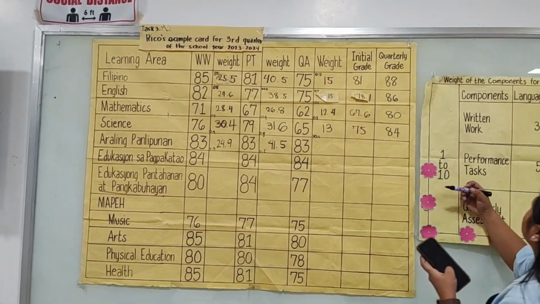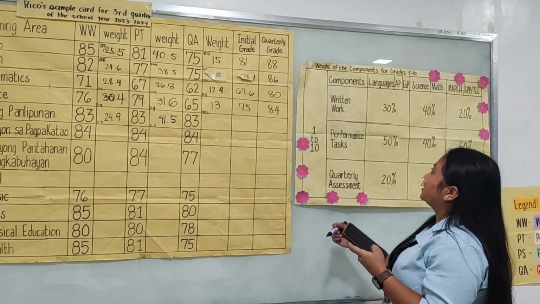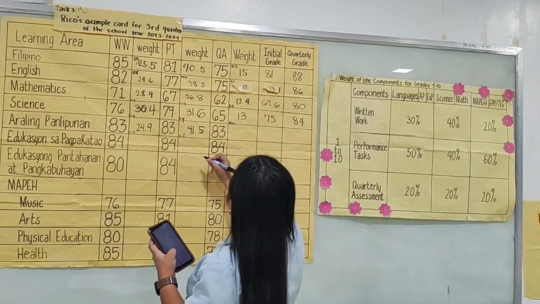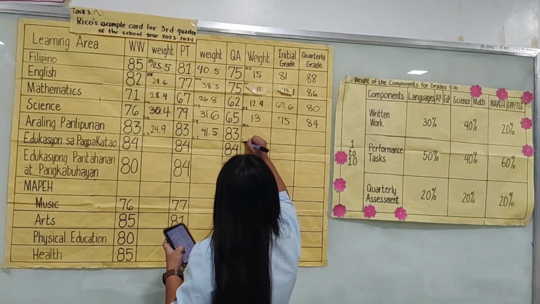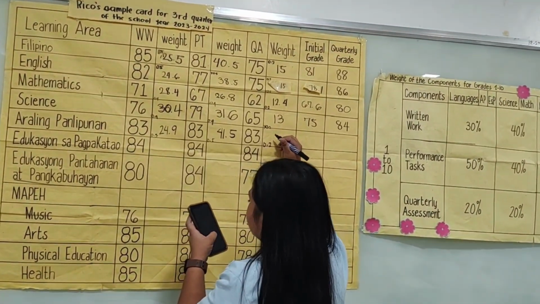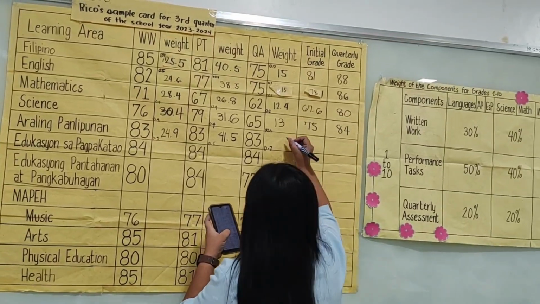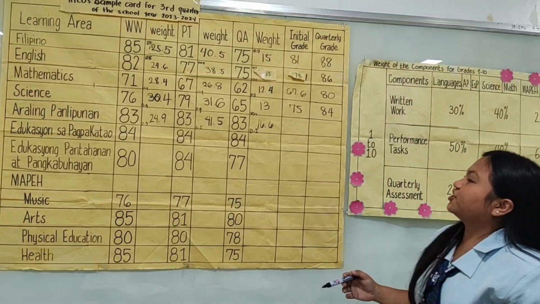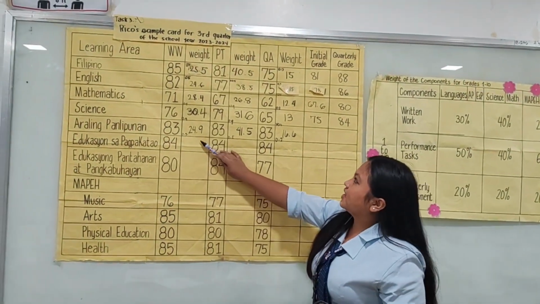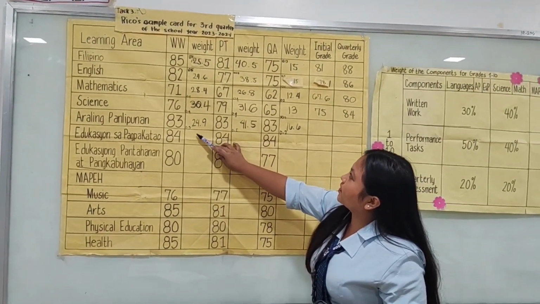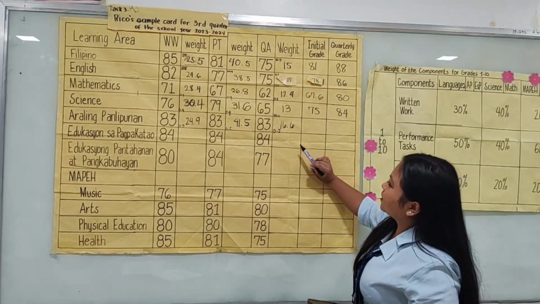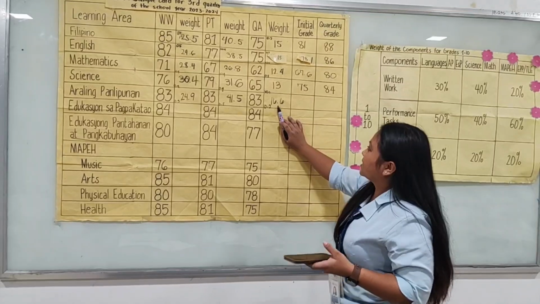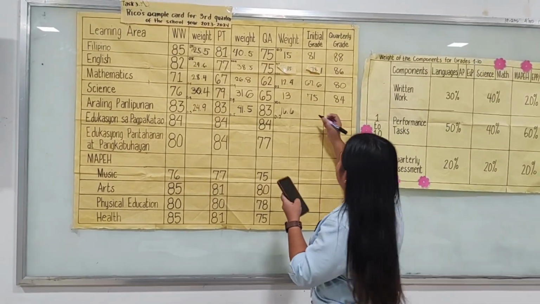And lastly, the quarterly assessment. The weighted component of quarterly assessment in Araling Panlipunan is 20%. So 83 times 0.2, which is 16.6. So to get the initial grade, we have to add the weighted scores from written work up to quarterly assessment. So 24.9 plus 41.5 plus 16.6 is 83.